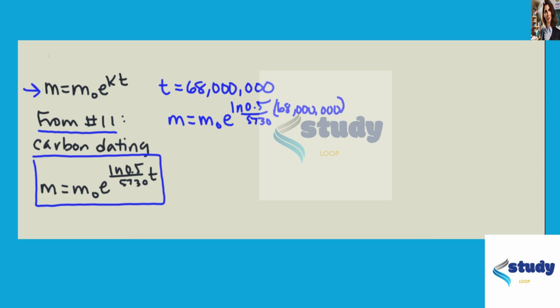What you're going to put in the calculator is not the m naught, but the rest of it. And what happens is you end up with 0. Now, it's not technically 0, but as far as the calculator can handle, it thinks it's 0. So that shows us that we can't use carbon dating for something that old.